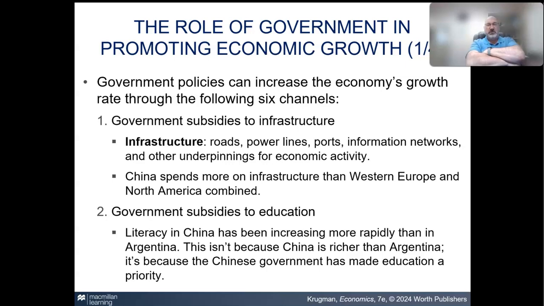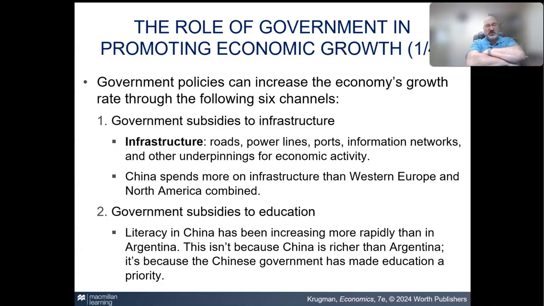So, infrastructure. People don't think about it, but a lot of the things that you rely on depend on good infrastructure. So China spends more on infrastructure than Western Europe and North America combined. Just sit there, let that sink in for a minute. China spends more on infrastructure than Western Europe and North America combined. And that's not just the US, that's North America. That is Canada, US, and Mexico combined, along with all of Western Europe.